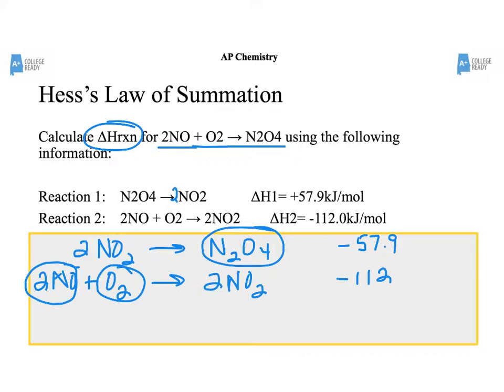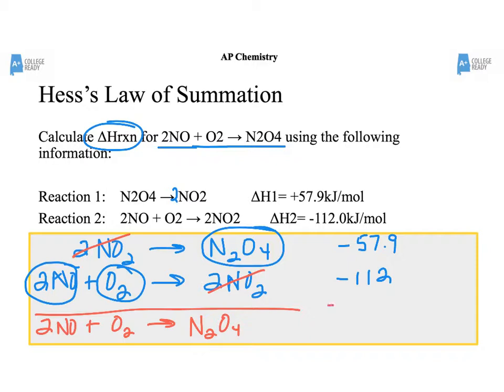We have 2 nitrogen dioxides as a reactant in the first step, and we have 2 nitrogen dioxides as products, and so therefore they cancel out. And we end up with an overall reaction of 2NO plus oxygen gives us N2O4.